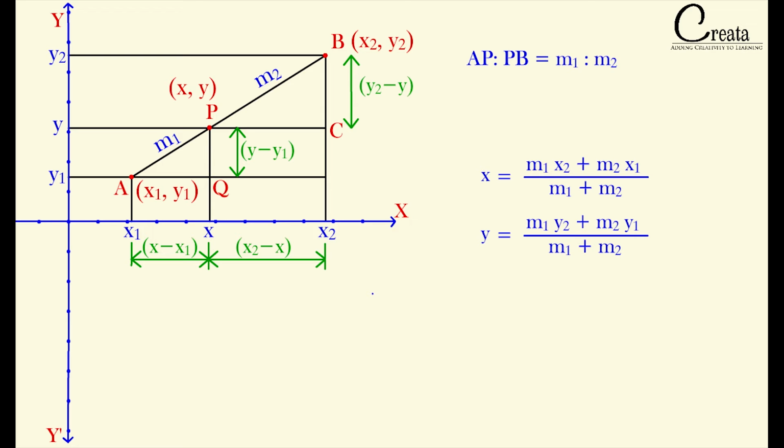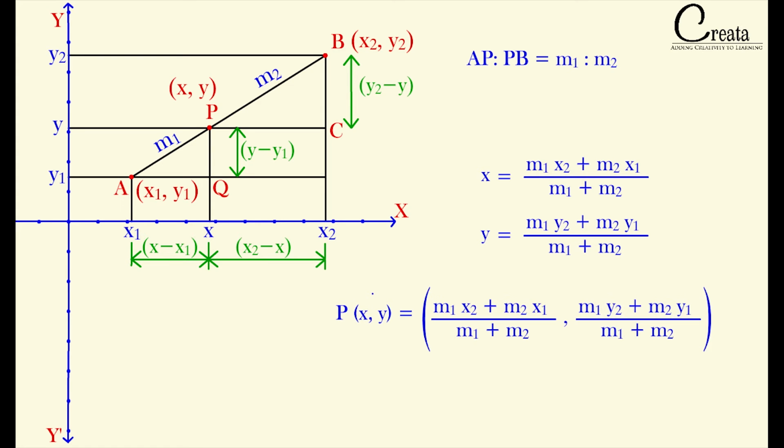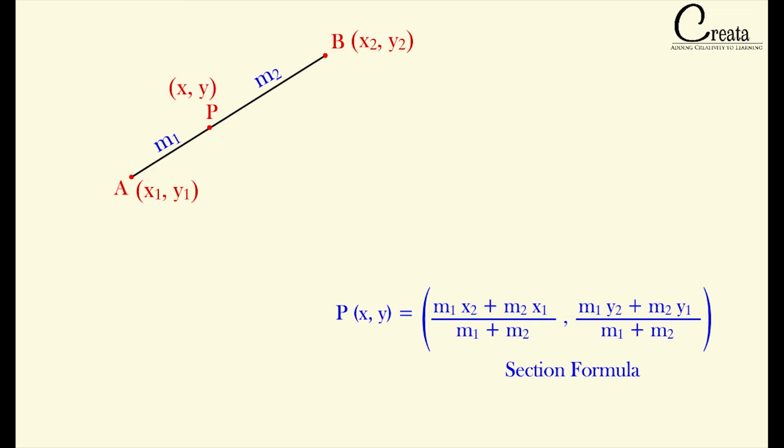The coordinate of the point P is x comma y, that is, this is the coordinate of the point P. This is the section formula. That is the coordinate of the point P, that is dividing the line segment AB into the ratio of m1 is to m2, where the coordinate of point A is x1 y1 and the coordinate of B is x2 y2.